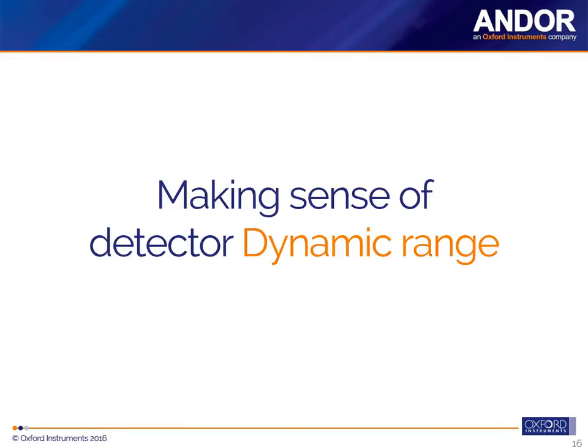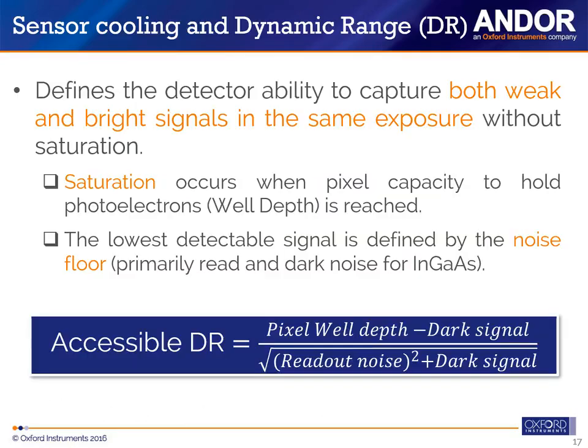So, making sense of detector dynamic range now. Dynamic range defines the ability of a detector to detect very faint signals and very bright signals in the same exposure of the sensor, without saturation of the sensor.